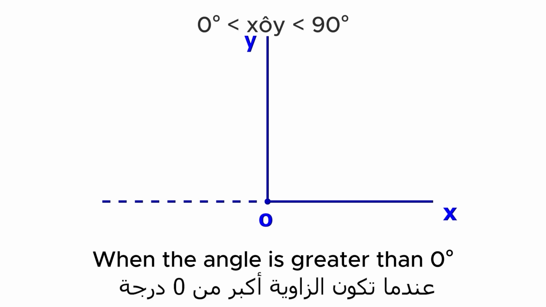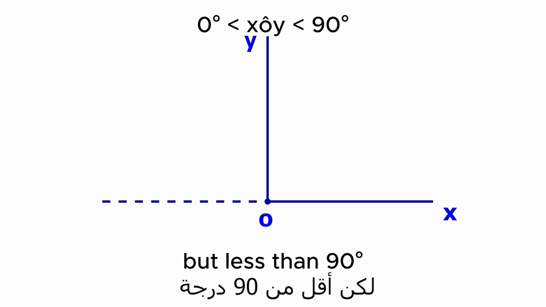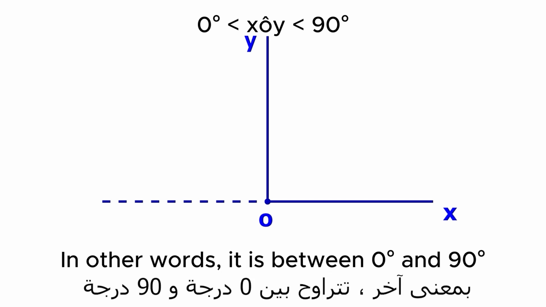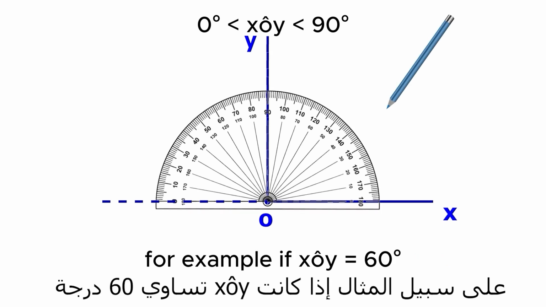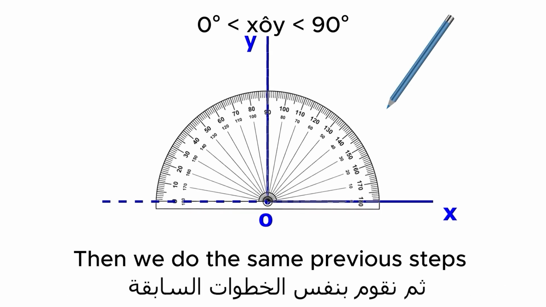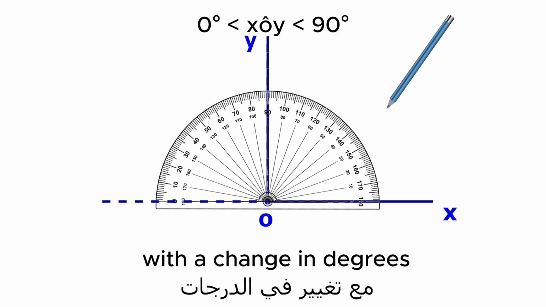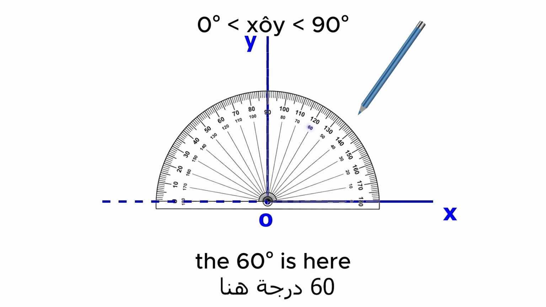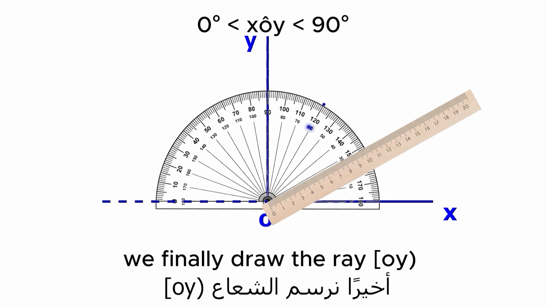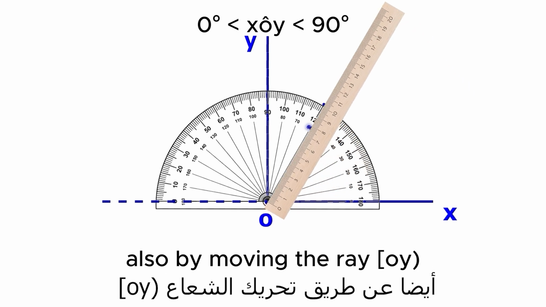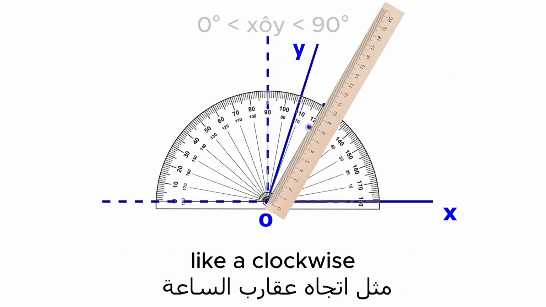When the angle is greater than 0 degrees but less than 90 degrees, in other words, it is between 0 and 90 degrees, we are talking about the acute angle. For example, if XOY equals 60 degrees, then we do the same previous steps with a change in degrees. The 60 degrees is here. Mark a point at 60 degrees. We finally draw the ray OY that passes through this point, also by moving the ray OY clockwise.